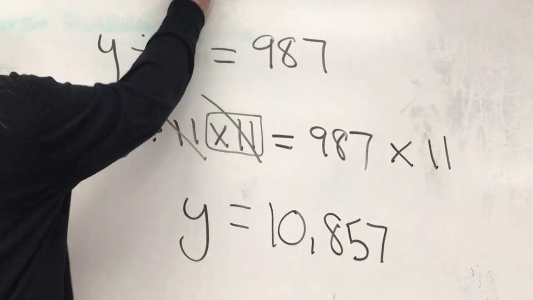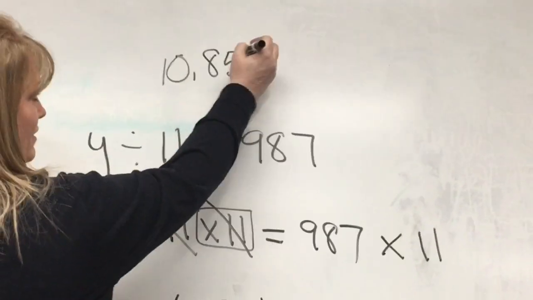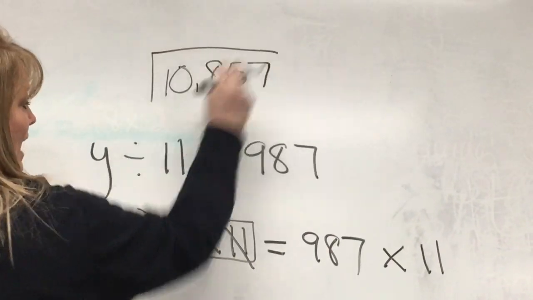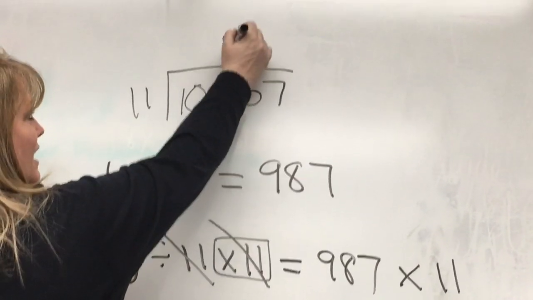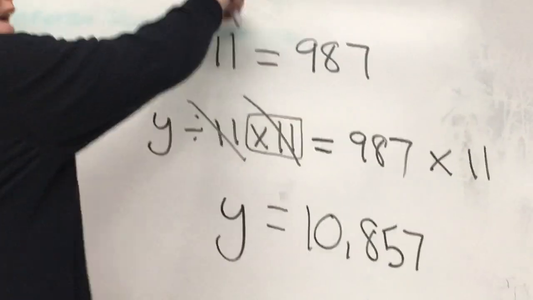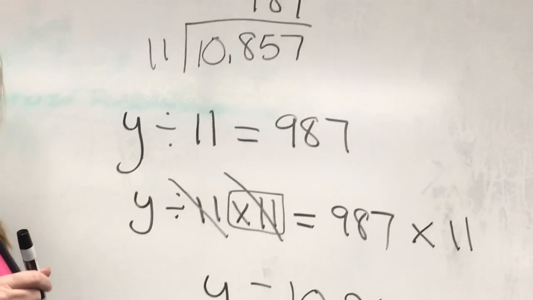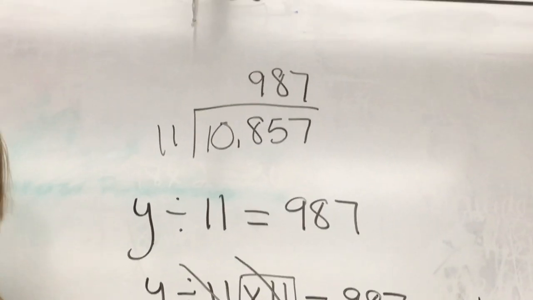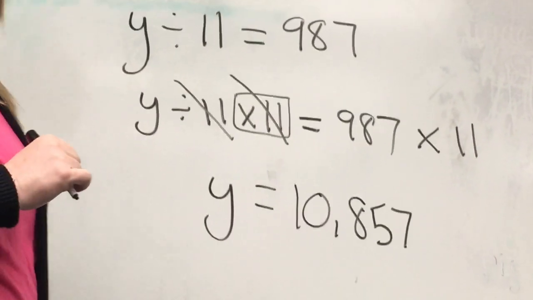Now, if I wanted to check my work to make sure I was right, I would take y, which I now know is 10,857, divide it by 11, and I would get 987. Great work, guys. It's a great idea to always check your work, especially today, because I want you to slow down and think about your math. It's the little things. All right, let's do one more.